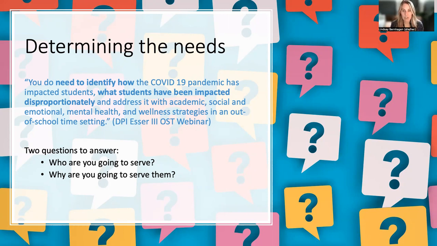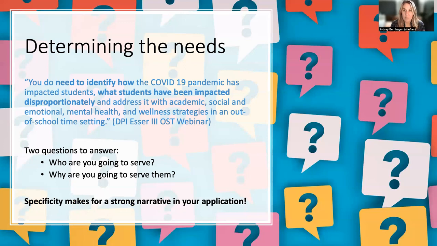So the two questions you need to answer, looking at the data that you have, are who are you going to serve, which subgroup of students or their families, and why? Why have you picked that particular group of students or families? What is the nature of their gap of the COVID-19 impact on that group disproportionately? What can you tell us about it specifically related to academic performance, social and emotional health, and mental health? That's really the key. Those are the key three areas that this grant process is looking at.